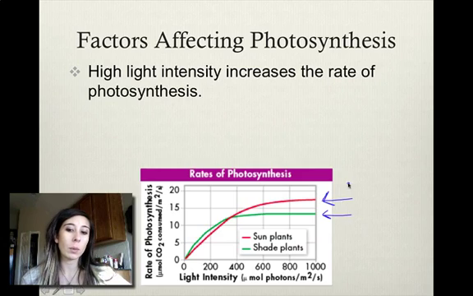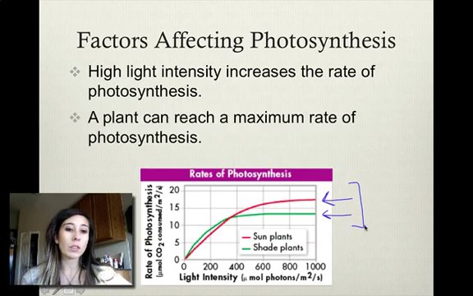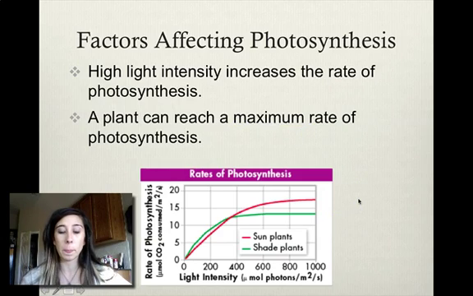But notice what's going on with this graph. It's actually plateauing. And so there is a maximum rate of photosynthesis. You can't keep making that plant too hot and expect photosynthesis to occur, or you shouldn't increase the intensity of light. That could potentially put heat onto that plant, which could affect the enzymes that are working.